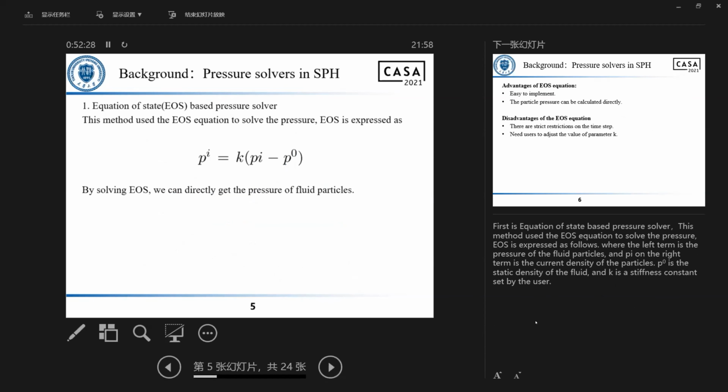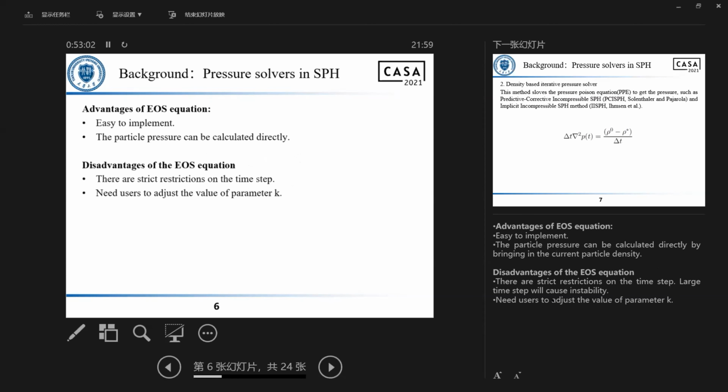First is equation of state-based pressure solver. This method uses the EOS equation to solve the pressure. EOS is expressed as follows, where the left term is the pressure of the fluid particles, and rho i on the right term is the current density of the particles. rho 0 is the static density of the fluid, and k is the stiffness constant set by the user. By solving EOS, we can directly get the pressure of fluid particles.